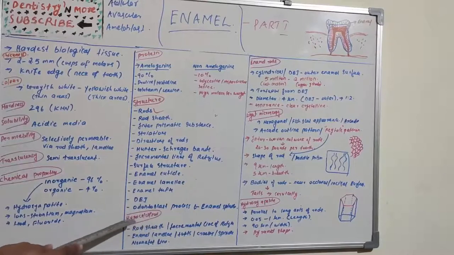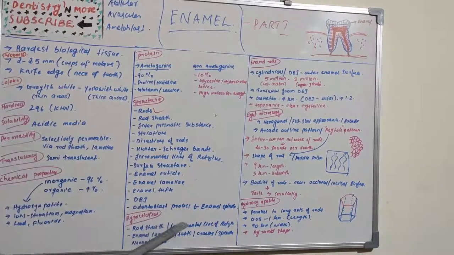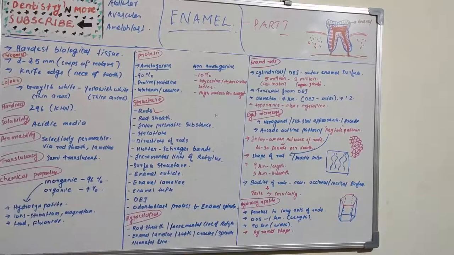So the calcification is not proper, it is less than normal. Among these, the hypocalcified structures are rod sheath, incremental line of Retzius, enamel lamellae, enamel tufts, enamel cracks, enamel spindle and neonatal lines. So this might be asked as a separate question: what are the hypocalcified structures of enamel? At that time you need to write all these structures, not the entire structures. So we'll start one by one.